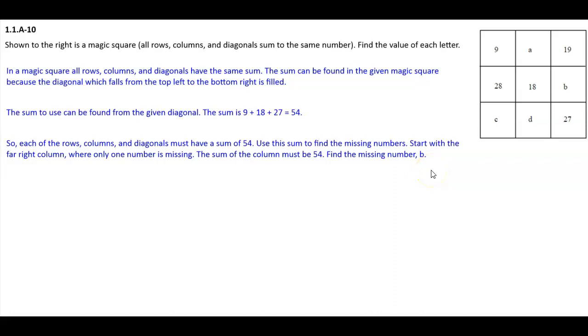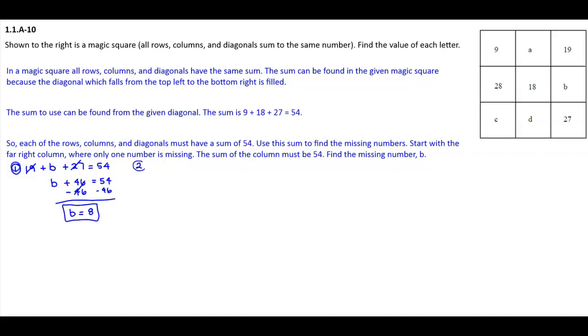So that means that we have 19 plus B plus 27, and we know that that's going to equal 54. So now we're going to combine like terms. If we add 19 and 27 on the left side, that's going to give us 46. So that's B plus 46, which is equal to 54. And then we're going to subtract 46 from both sides, and therefore B is going to equal 8.